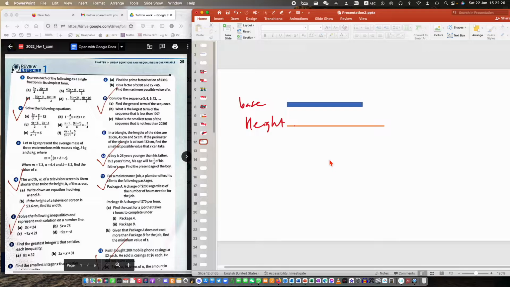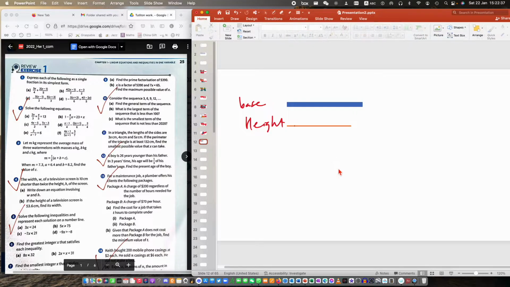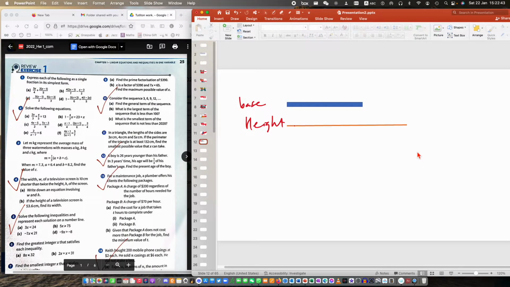This is the base, this is the height. So that means the height must be 3 cm longer. Does this make sense or not? No. So it must be longer than the blue one, right? Yeah. Longer by how much? 3 cm. Very good.